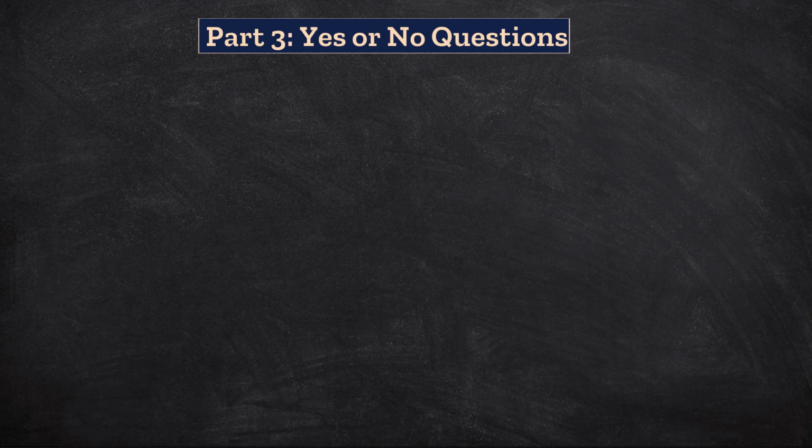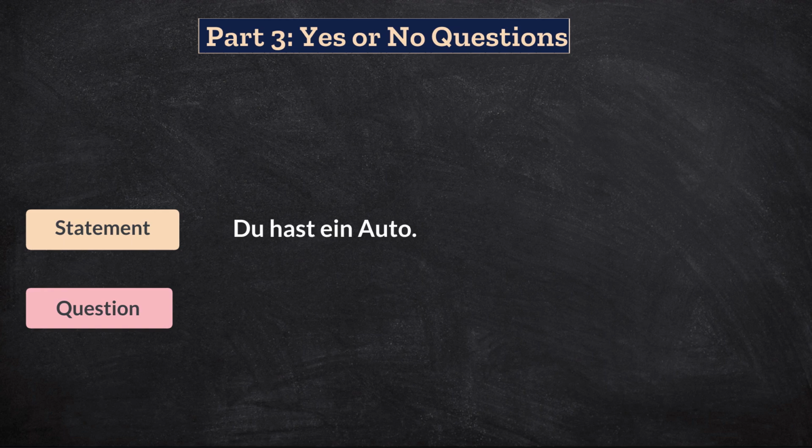Part 3, yes or no questions. In German, when you want to ask a question that can be answered with yes or no, the sentence structure changes compared to a normal statement. Look at this sentence. Du hast ein Auto. This means you have a car.